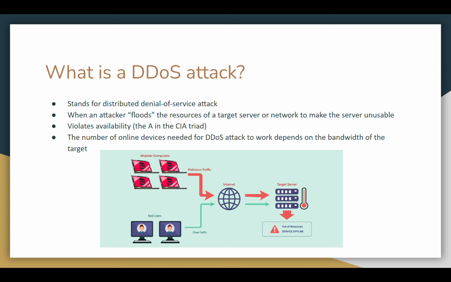And the hacker will do this for a lot of different reasons. Maybe to try and interrupt the activity in a specific website, and typically there are nefarious reasons for doing that. So the number of online devices needed for the DDoS attack to work depends on the bandwidth of the target. So basically you can see here that the attacker computers are the ones producing malicious traffic through the internet that will go to a target server, and the more attacker computers there are that try to flood a server, the more overwhelmed the server becomes until eventually they're out of resources.